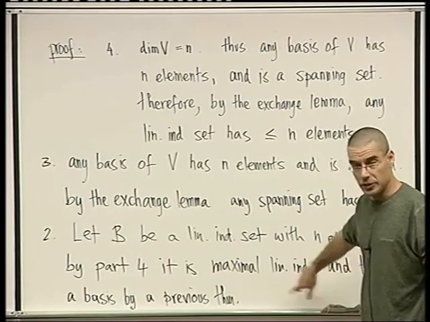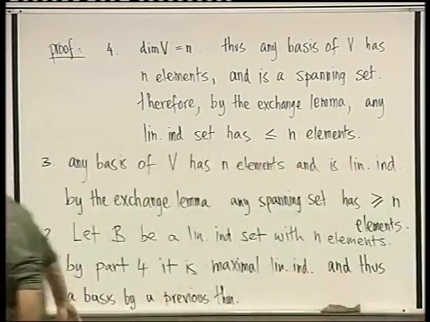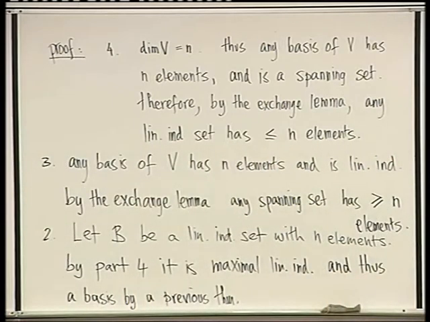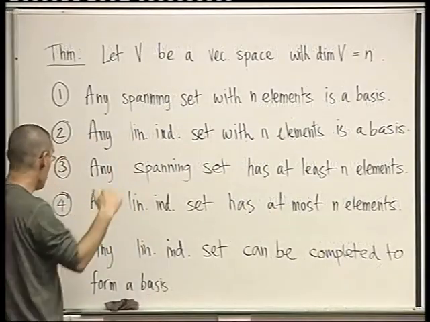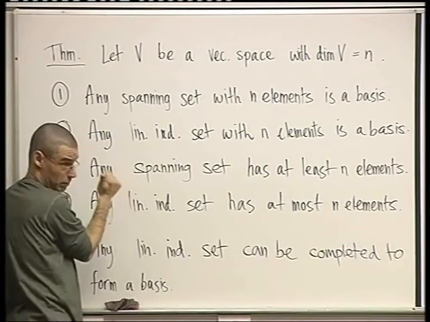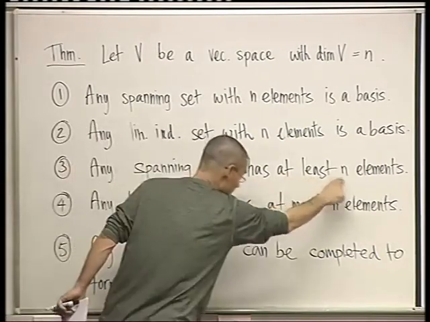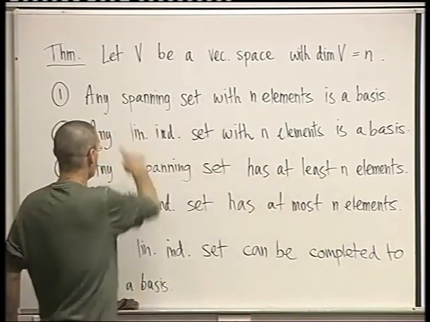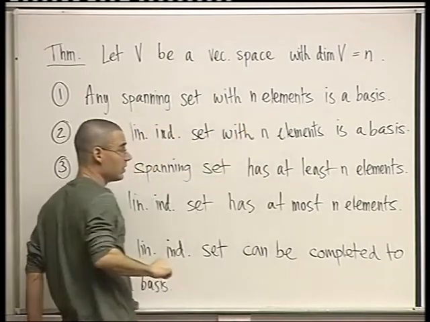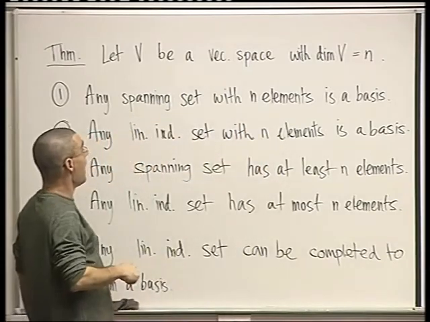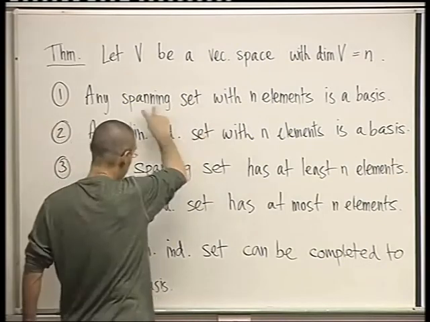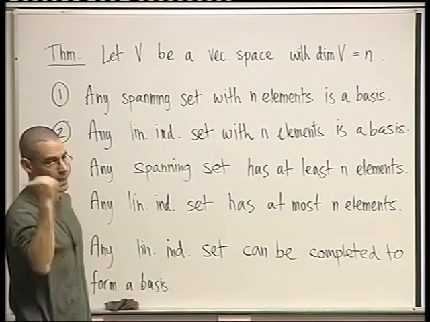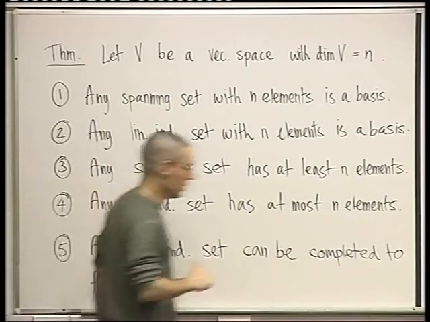So let's look at the theorem and then write. Part one claims that any spanning set with n elements is a basis. Part three says, which we already proved, that any spanning set has at least n elements. So if we take a spanning set with n elements, it's a minimal spanning set, right? And a minimal spanning set is a basis by that theorem. Okay, so let's write that.